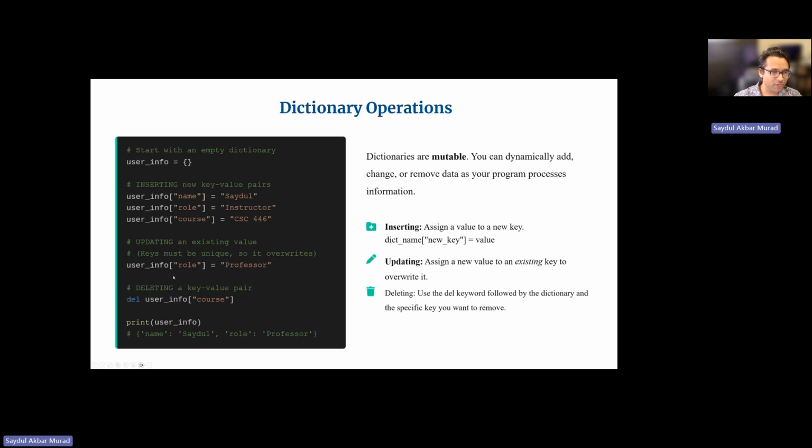When I call user info role equal professor, it means I'm changing the value. You can change the value, not the key. It was instructor before. Now I changed it to professor. So now if you print the output, you'll see the role is professor. In between, you see, I deleted the course. For that deleting, what you can do is del user info and the ID. What is the ID? Course is the ID of CS446. I just call this ID and use the del function. The del function deletes this data from the dictionary. All right.